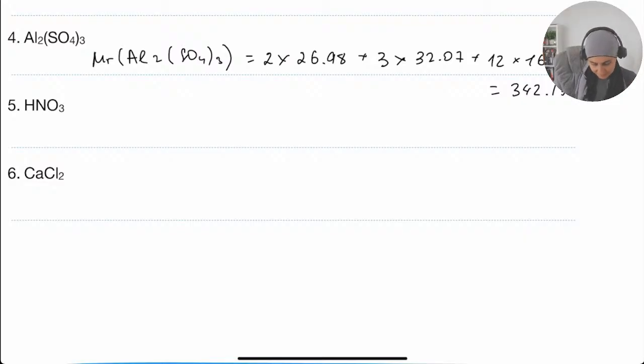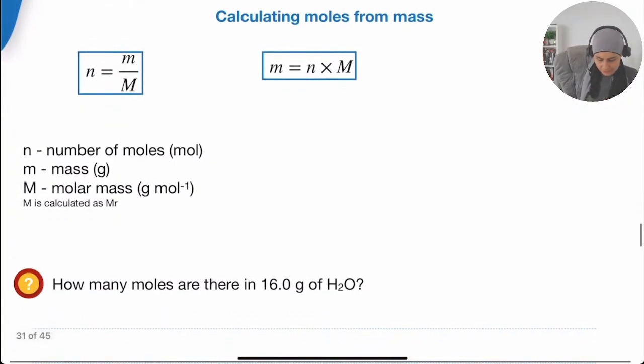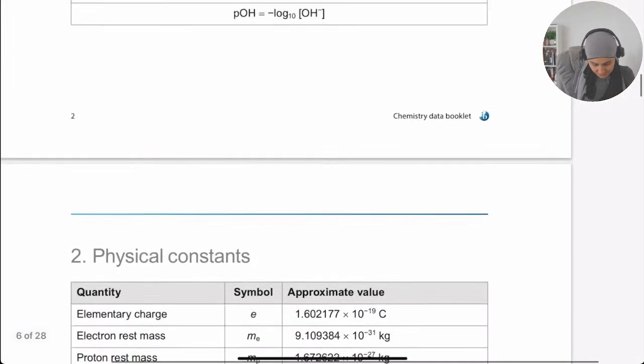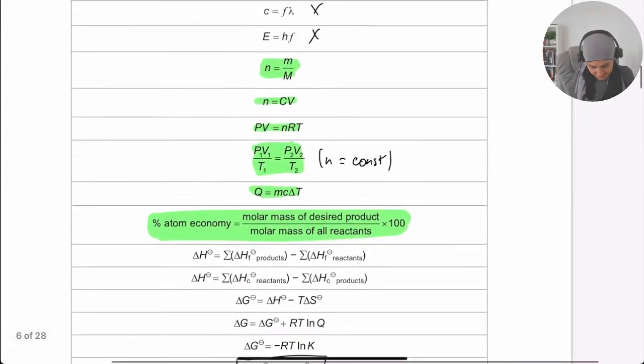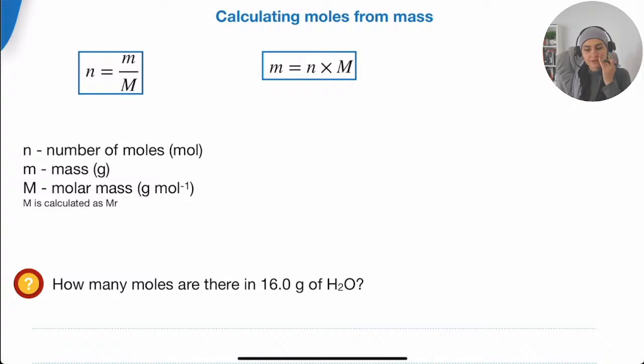Okay, next. Formulas, calculating moles from mass. To calculate moles from mass, you do mass divided by MR. Yeah, M or MR, it's like the same thing. It's just molar mass with units, MR without units, but calculated in the exact same way. I think this formula now is in the data booklet, which is extremely generous. It is there, so you can use it, but I highly recommend memorizing it. That's like the most important formula in chemistry.